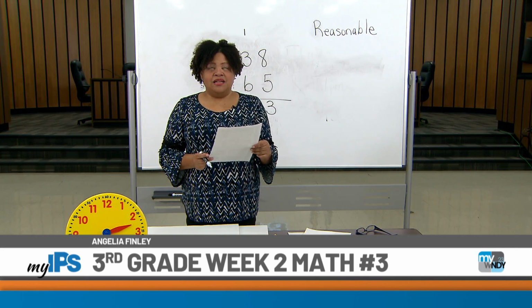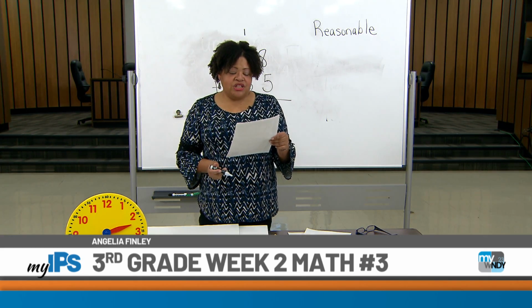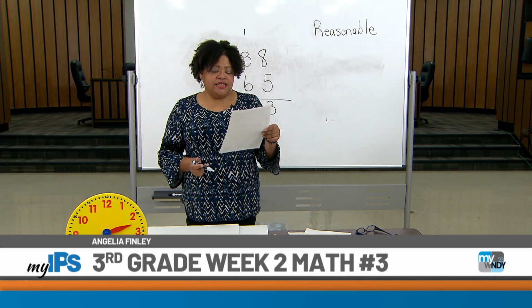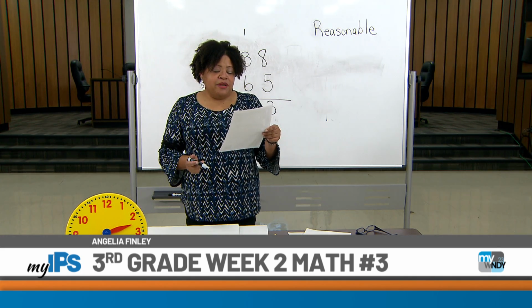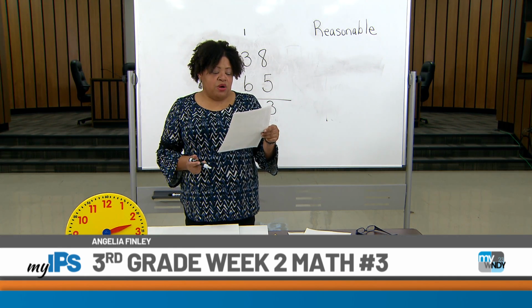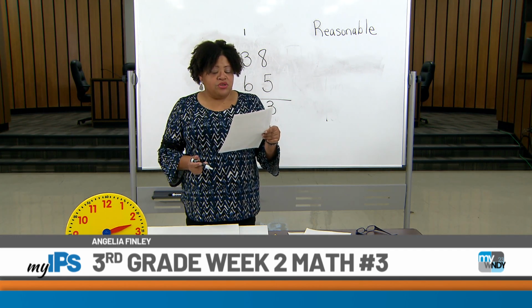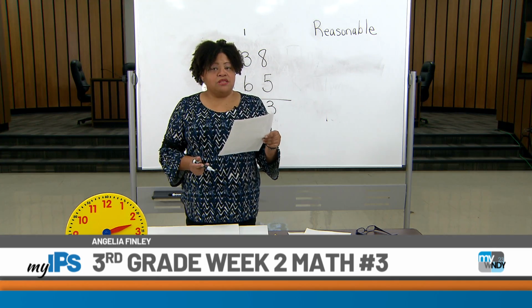Baking cookies. I love baking cookies, but I love eating cookies more than baking them. So in this one, it says Daniel was making chocolate chip cookies. He had cookies in each row, and it doesn't tell us how many rows. There were a total of 84 cookies. How many cookies were there in each row, and how many rows of cookies were there? Draw a model to support your answer. Is there more than one possible answer?